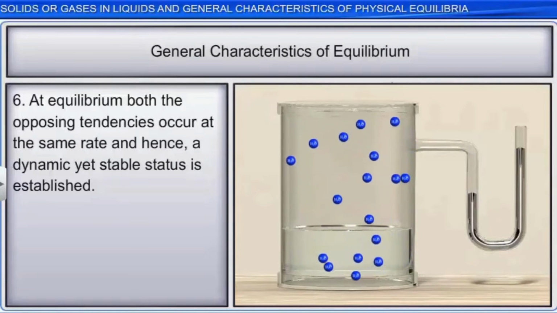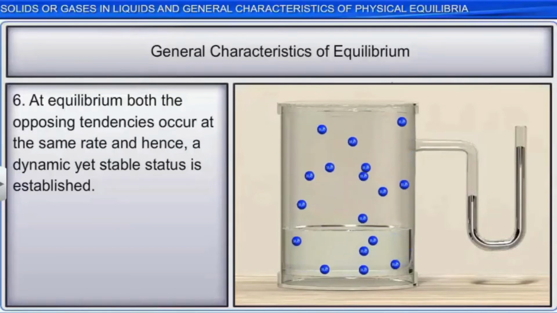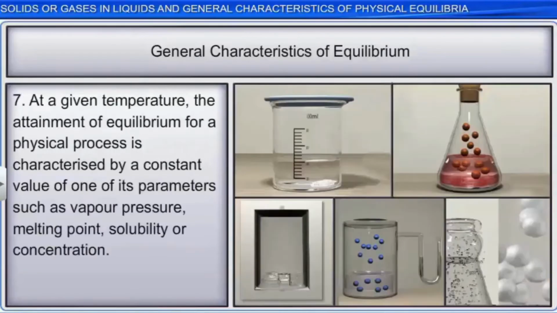At a given temperature, the attainment of equilibrium for a physical process is characterized by a constant value of one of its parameters, such as vapor pressure, melting point, solubility or concentration. For example, during equilibrium between liquid and gaseous water molecules, the vapor pressure of water remains constant at a given temperature.